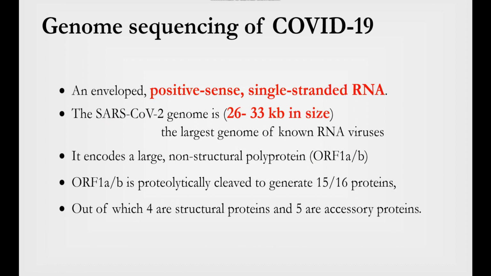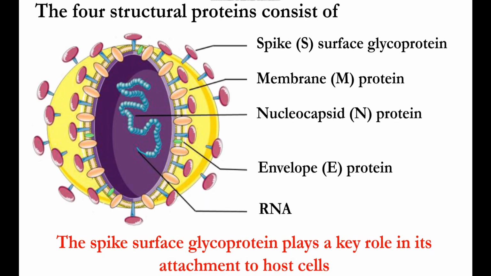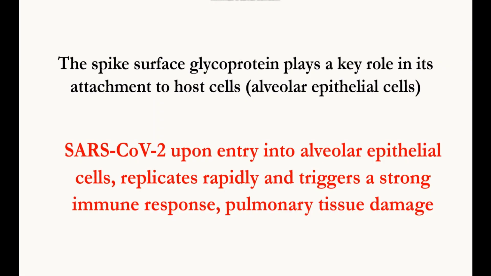It encodes a large non-structural polyprotein which is called ORF1a/b. The ORF1a/b is proteolytically cleaved to generate 15 to 16 proteins, out of which 4 are structural proteins and 5 are accessory proteins. The 4 structural proteins consist of the spike surface glycoprotein, the membrane protein, the envelope protein, and the nucleocapsid protein, which are essential for SARS-CoV assembly and infection. The SARS-CoV-2, upon entry into alveolar epithelial cells, replicates rapidly and triggers a strong immune response, resulting in cytokine storm syndrome and pulmonary tissue damage.